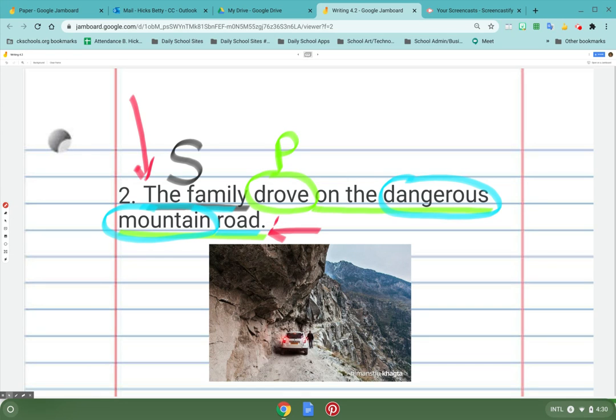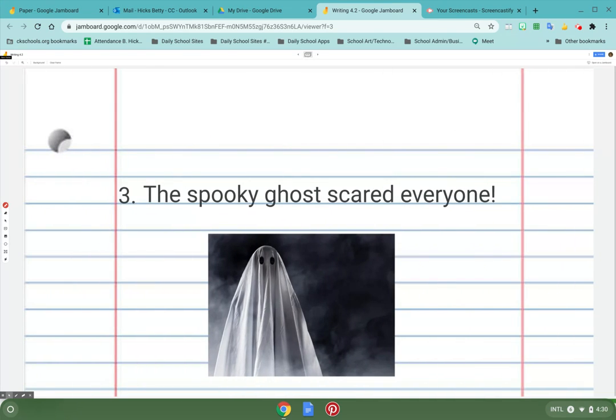Because I have a clear subject, the family. I have a clear predicate, drove on the dangerous mountain road. I have put 2 adjectives in to describe the road so that I paint even more of a picture in my reader's mind. All right. Let's go to the next one.